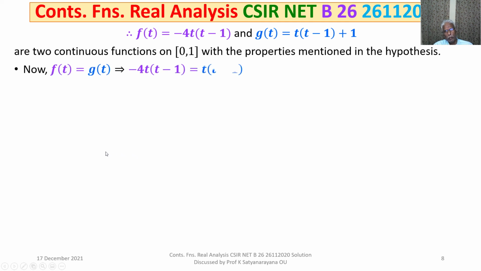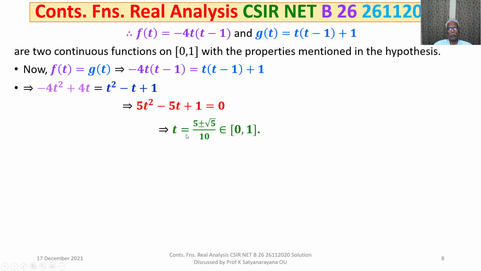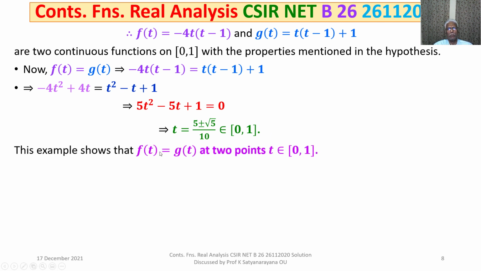Now, f of t is equal to g of t will imply minus 4t into t minus 1 is equal to t into t minus 1 plus 1. And this will give rise to the polynomial 5t square minus 5t plus 1 is equal to 0. This being a quadratic in t, we solve it and we find the solutions as t is equal to 5 plus or minus root 5 by 10, which belongs to the closed and bounded interval 0 to 1. So thus, this example shows f of t is equal to g of t at 2 points t belongs to 0 to 1.